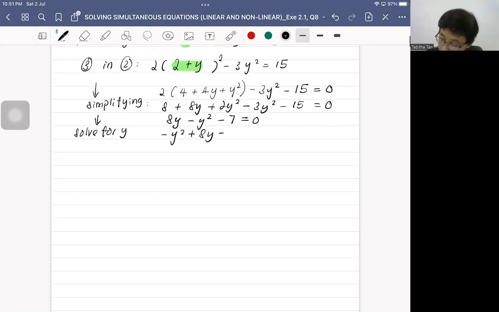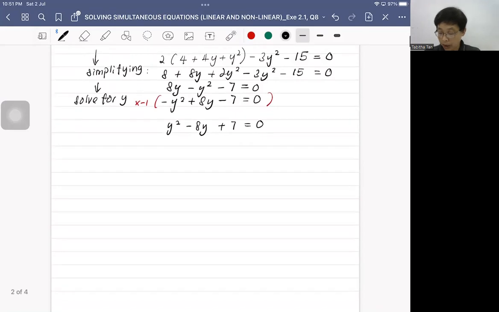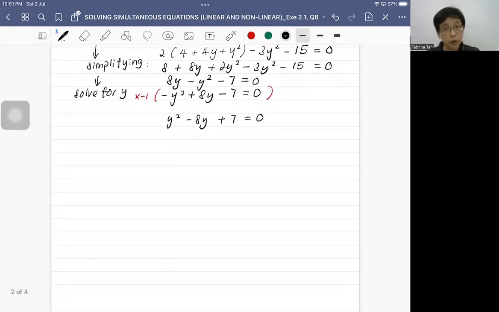And I prefer to make it as a positive. So therefore, what I'm going to do is multiply -1 onto both sides. And once you have done that, you're going to get a positive y squared minus 8y plus 7 equal to 0. Okay, then let's go on to factorize the quadratic equation.